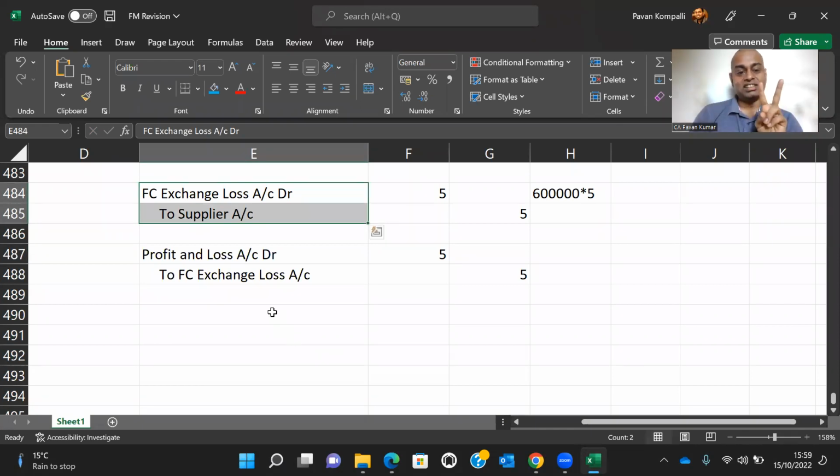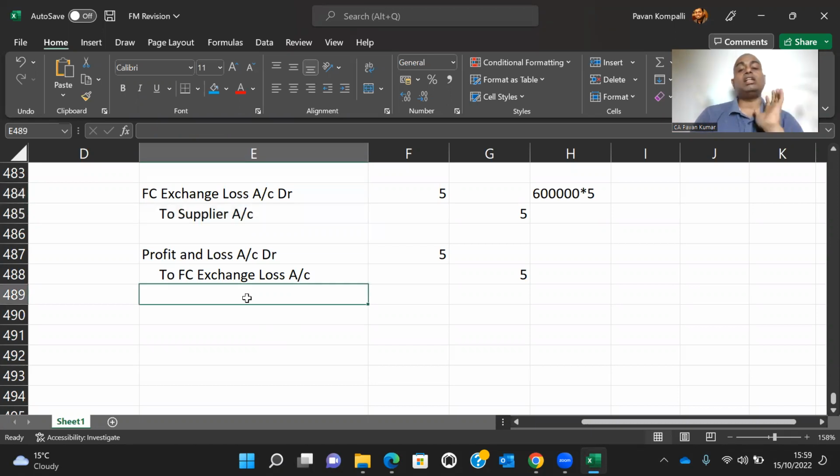Actually, there are two journal entries. Loss account debit to supplier. P&L to loss. In P&L, to foreign exchange loss, 5 rupees. Okay, so to combine these two journal entries, some lecturers will tell you to write down P&L account debit to supplier. Or descriptively, if they are giving the answer, they will say a loss of 5 rupees is to be recognized in P&L and supplier account is to be credited. So this is what the accounting actually is.